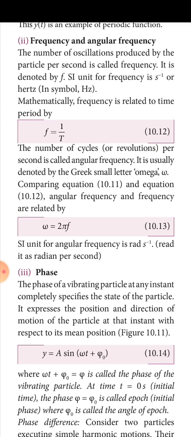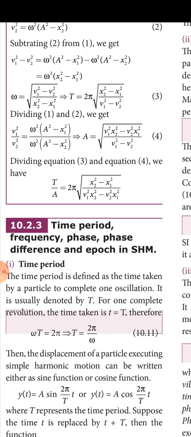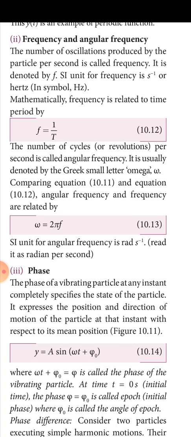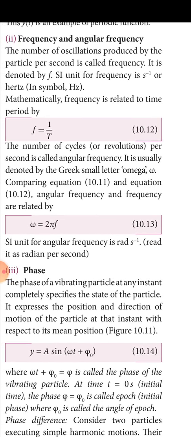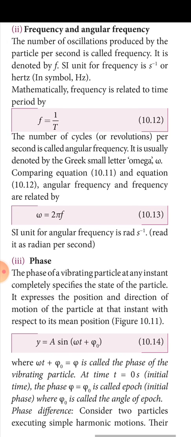The number of cycles per second is called angular frequency. It is usually denoted by the Greek small letter omega. Comparing equations 10.11, T equal to 2 pi by omega, and 10.12, f equal to 1 by T, we can write that angular frequency and frequency are related: omega equal to 2 pi f. So the unit of angular frequency is radian per second.